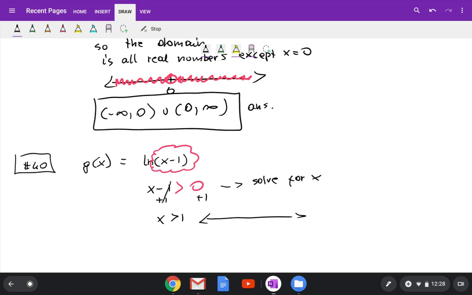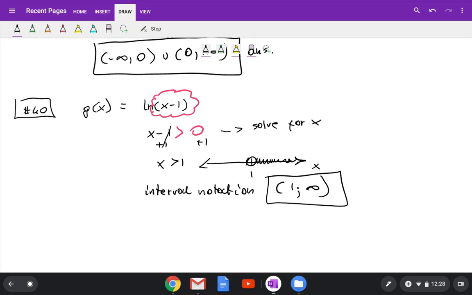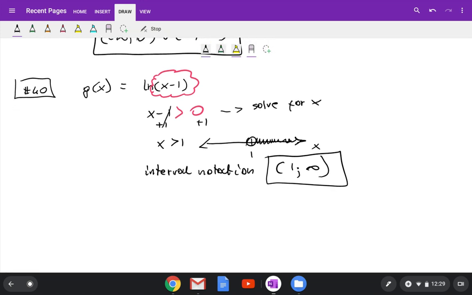All the numbers greater than 1. That's our x values, all the numbers greater than 1. So using the interval notation, that will be from 1 to positive infinity. That's our answer. Okay, let's do a little more advanced.